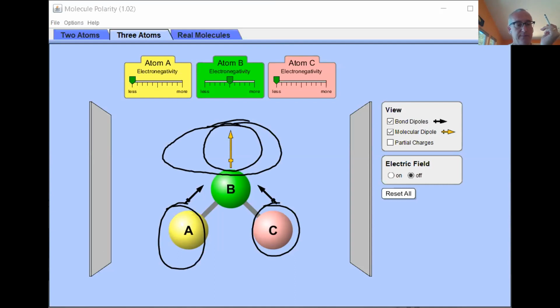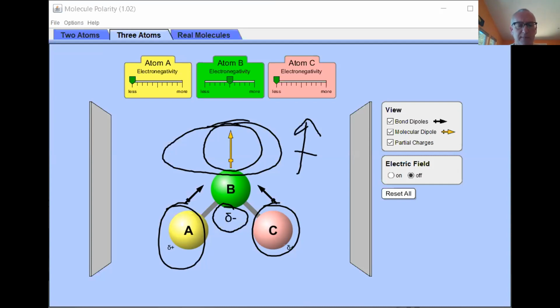So if we click on partial charges, we see that B is partially negative, right? B is partially negative, and both A and C are partially positive, have a small partial positive down there. So that contributes to the bond dipole pointing up, toward B and away from A and C, because A and C are partially positive, B is partially negative, so it points in that direction.